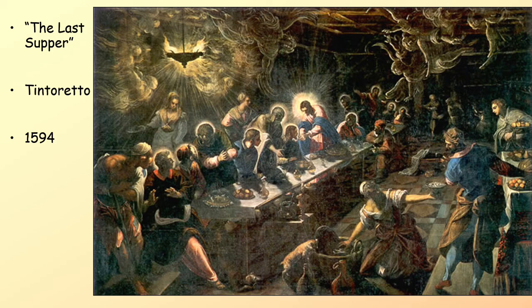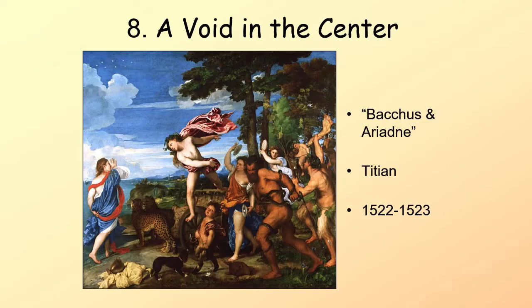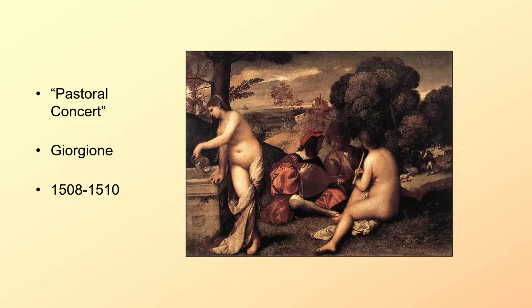Last Supper, Tintoretto. Let's put a void in the center of the picture. In other words, we just have nothing important going on in the center, or maybe even total blackness. This is Titian again, Bacchus and Ariadne. And again, right in the center, nothing but blackness and shadow.